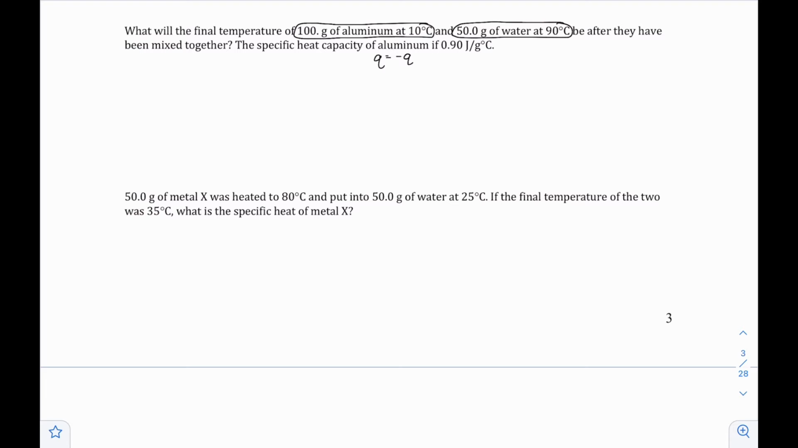So I'm just going to indicate that our aluminum will gain that energy, and the water will lose that energy. But again, it's the same amount of energy that's being gained and lost, that's being transferred. Okay, so once we have our Q equals negative Q, we can use mCΔT equals negative mCΔT and plug in the mass, specific heat, and initial temperatures for both substances and solve for the final temperature that both substances will reach at the very end.